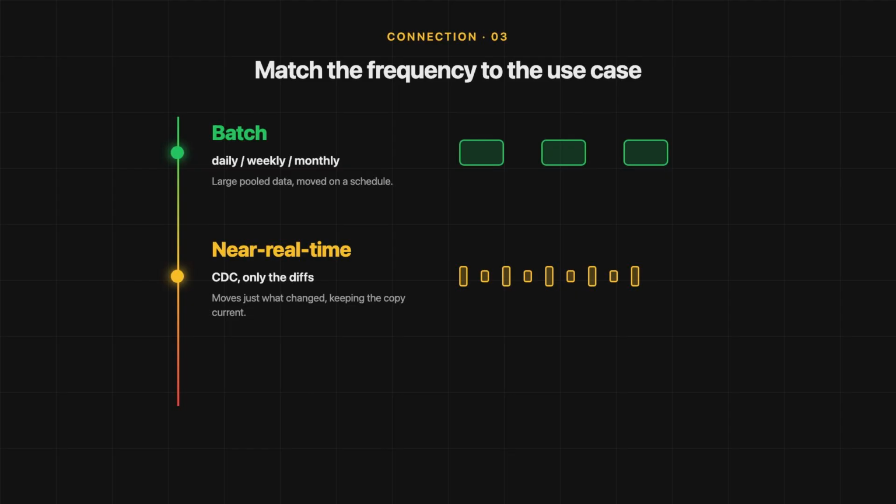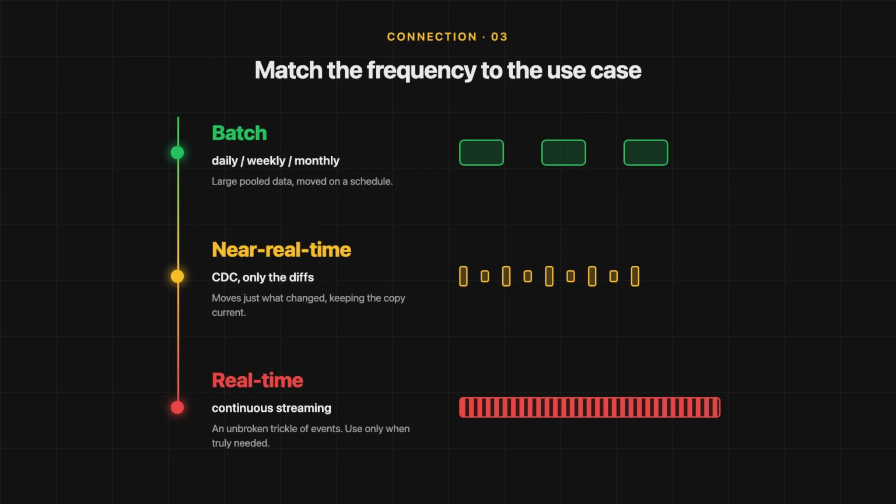Now for near real time, this is where that CDC pipeline actually comes in. Instead of moving everything in from the database, we're only changing the differences here, and so it keeps it actually pretty current. And lastly, that real-time or streaming that we talked about at the end of there, this is continuous, and you want to use this that's very specific for your use case.